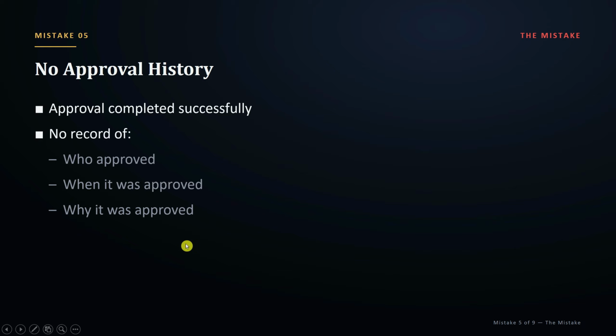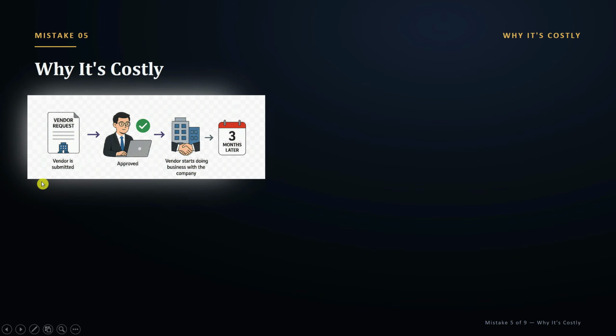Next mistake is no approval history. Your approval flow completes successfully, but it does not store who approved the request, when it was approved, and why they approved. So once approval is complete, the information is lost. Let's take a simple example. A vendor is approved and starts doing business with the company.